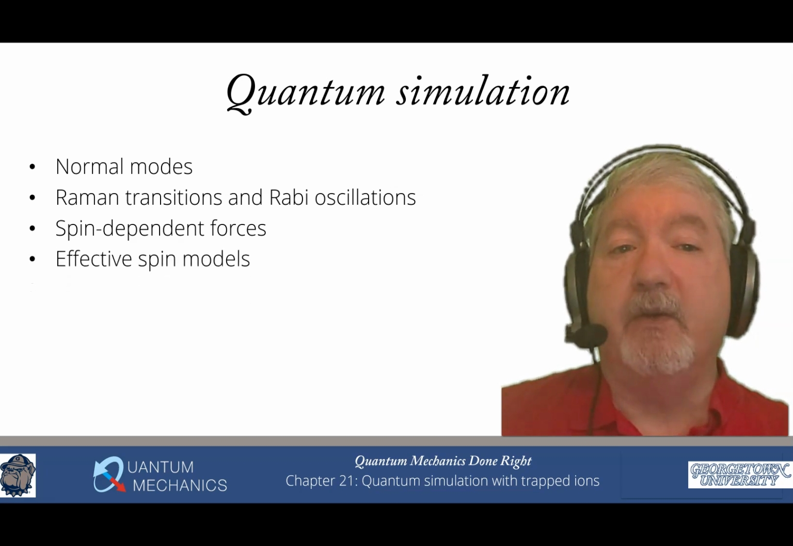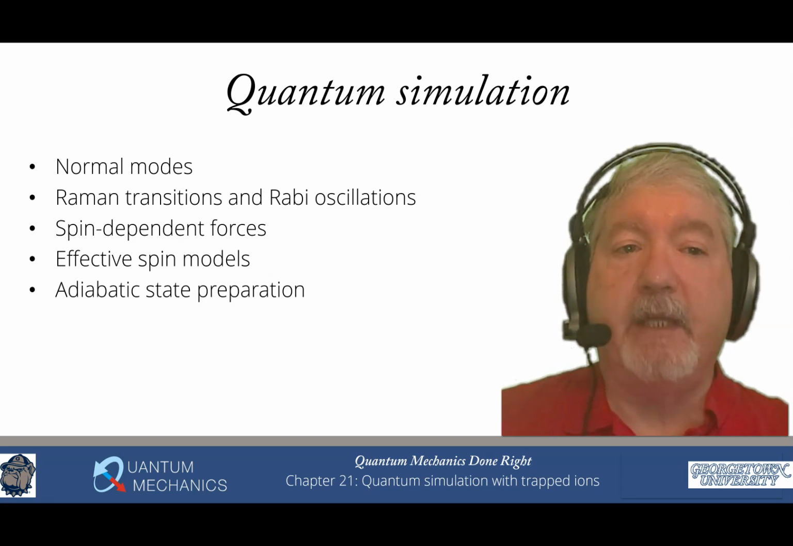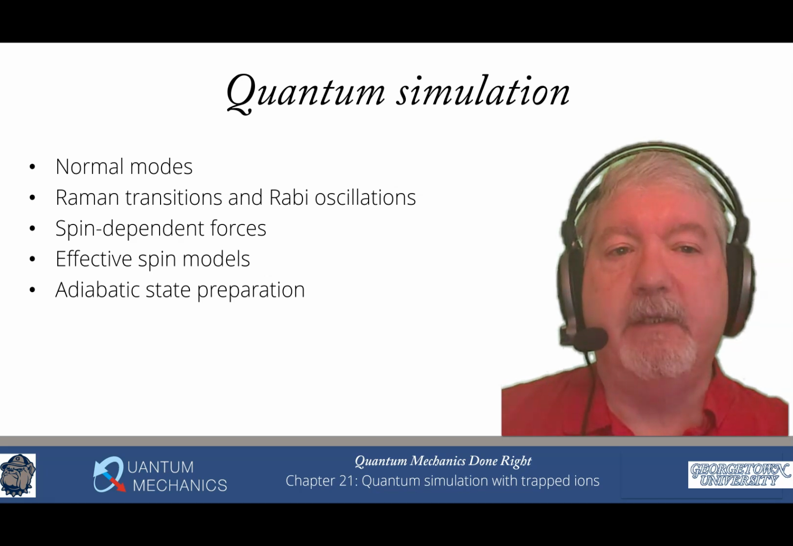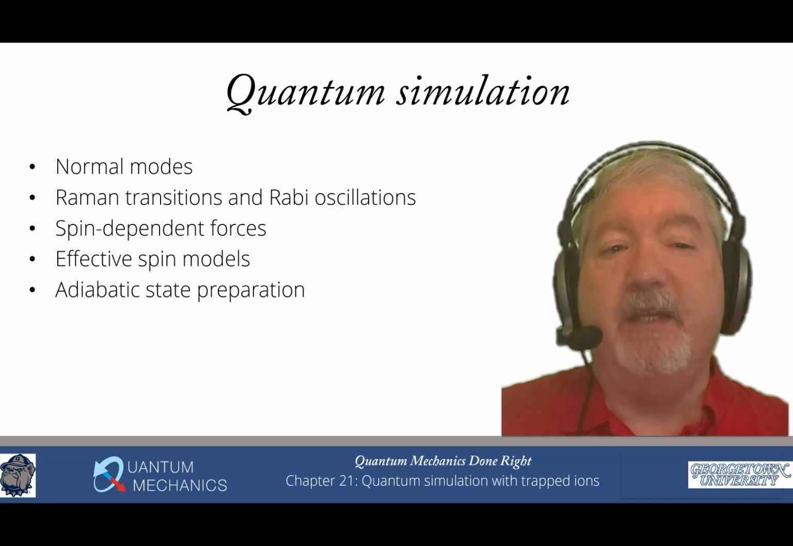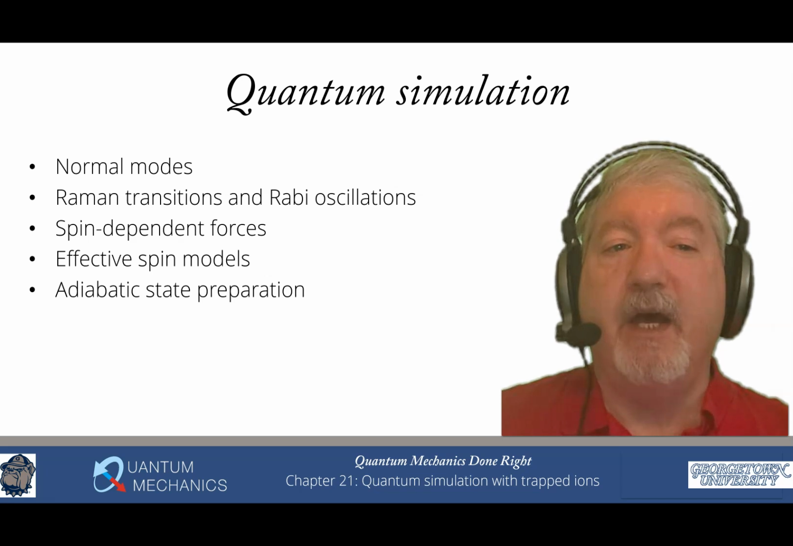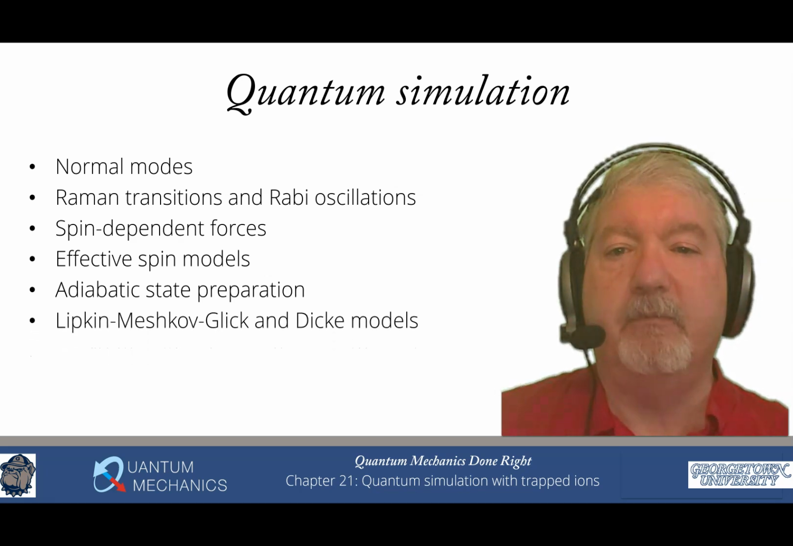Then from that, you can create effective spin models by driving the system with these spin-dependent forces. And then one of the things that was tried is something called adiabatic state preparation. That's where you prepare the system in an easy-to-prepare state in a large magnetic field, and then you reduce the magnetic field slowly to create an interesting entangled state. Because you can't reduce the field slow enough, it doesn't exactly work, but you can get it to work reasonably well with small systems. So we talk about this process of adiabatic state preparation.